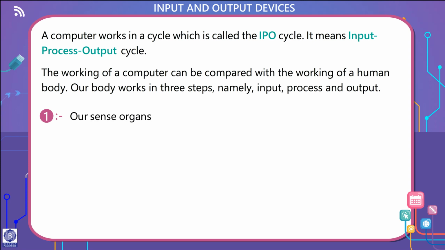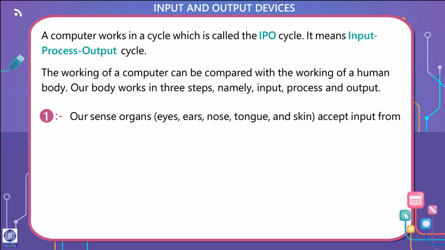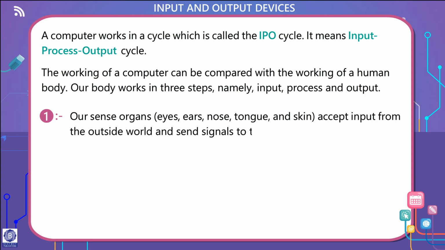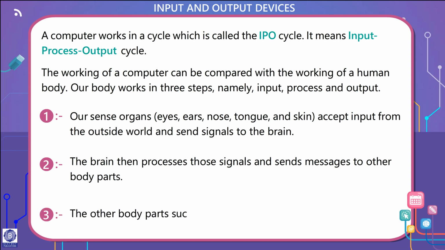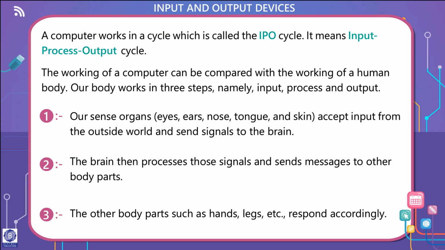Our sense organs, eyes, ears, nose, tongue and skin accept input from the outside world and send signals to the brain. The brain then processes those signals and sends messages to other body parts. The other body parts, such as hands, legs, etc., respond accordingly.